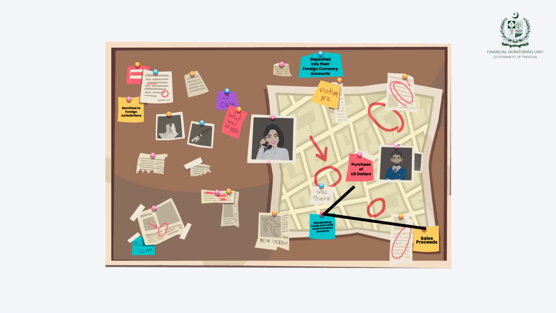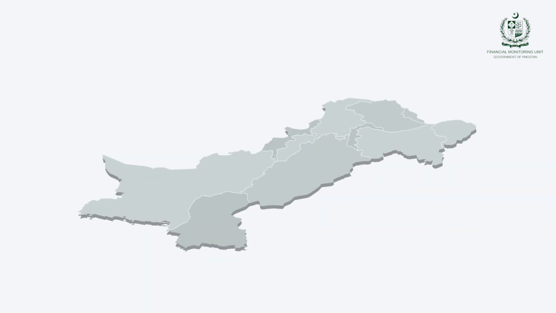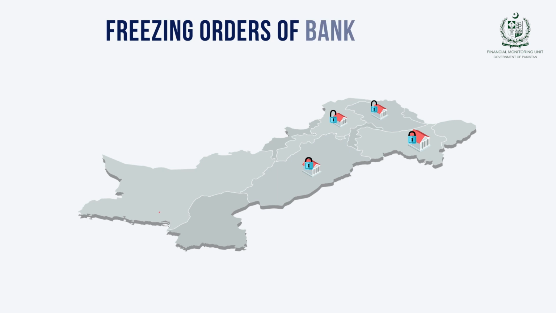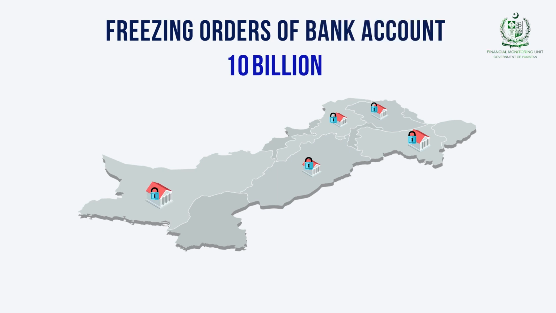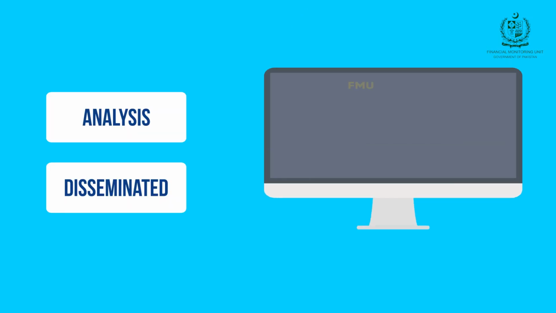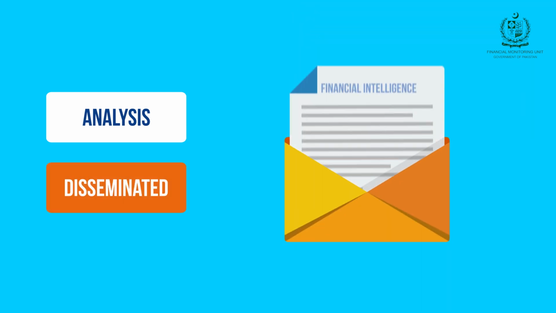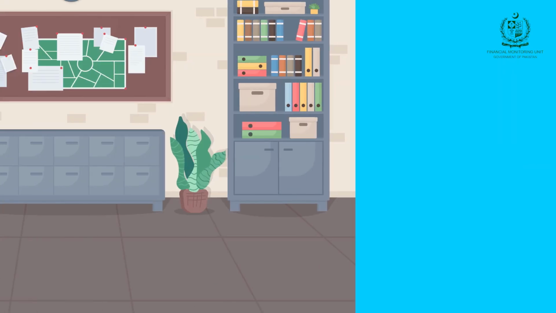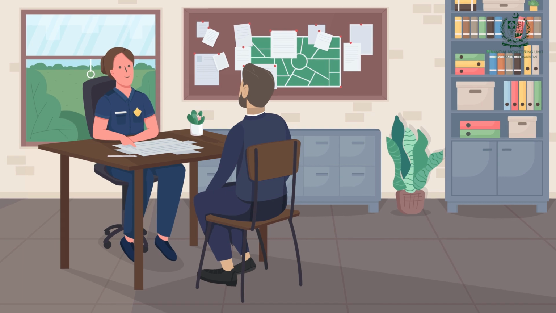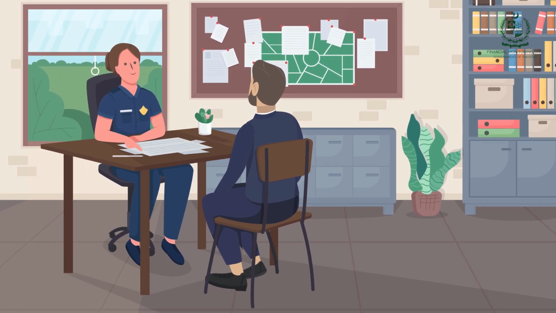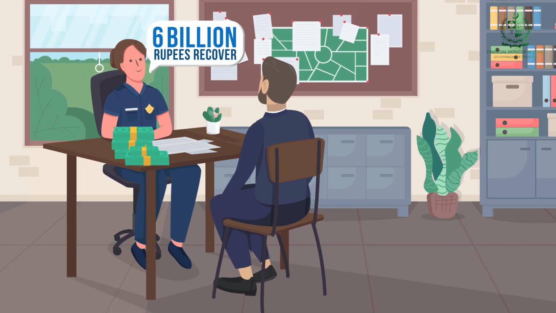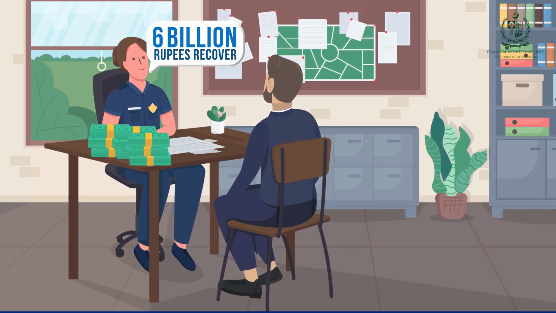After gathering substantial facts and establishing reasonable grounds of money laundering, FMU issued freezing orders against the 5 bank accounts of the suspects containing 20 billion rupees under the AML Act 2010. Based on the detailed analysis and findings, financial intelligence was disseminated to relevant law enforcement agencies. Subsequently, after investigation by law enforcement agencies, a recovery of more than 6 billion rupees was made from the individuals.